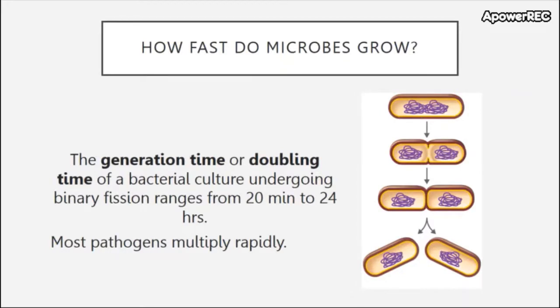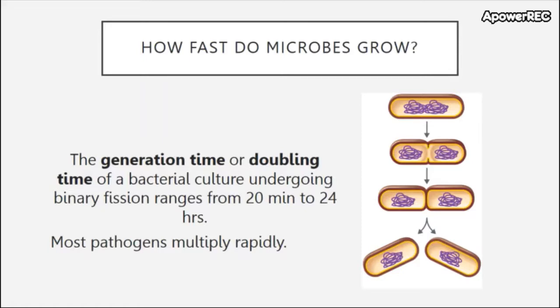No conversation about microbial growth would be complete without talking about generation times and doubling times and the population density throughout a growth curve. So as discussed, bacteria go through binary fission, and the rate at which this happens is somewhere between 20 minutes to 24 hours for most bacteria. Generally speaking, pathogens tend to multiply quite rapidly on this scale, so closer to the 20-minute side, where some other microbes that exist out in nature might tend to grow a little bit slower.